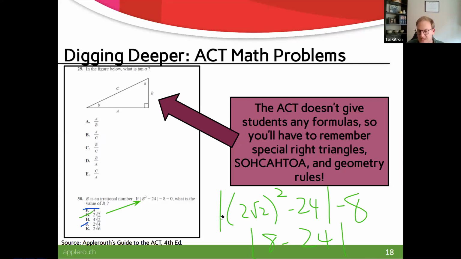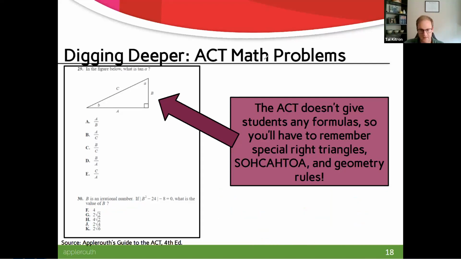Then we try again with choice H, which is 4 root 2. 4 root 2 squared is 4 squared, which is 16, times 2, which is 32. The absolute value of 32 minus 24 is 8, because the absolute value of 8 equals 8. So even if we didn't remember everything about those rules and what the brackets do, you could probably plug in, use the answers, pick numbers, right? Make it easy on yourself. If you're stuck, you're not always really stuck on this test.